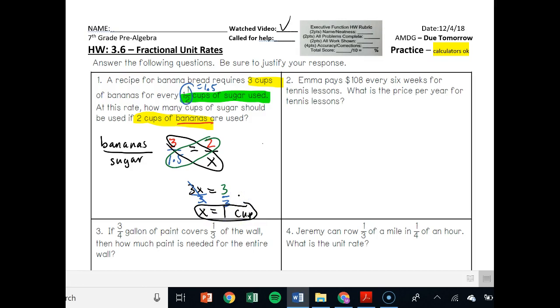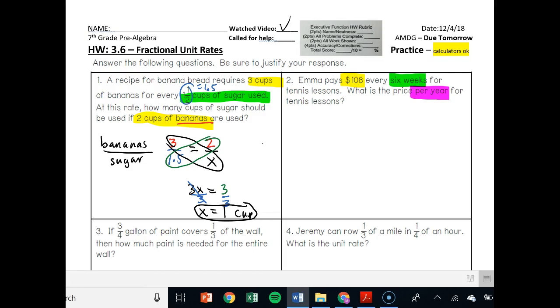Then we got a problem like number 2. It says Emma pays $108 every 6 weeks for tennis lessons. What is the price per year for tennis lessons? Oh boy, per year. And yet we're talking about weeks. Let's go ahead and figure that out.